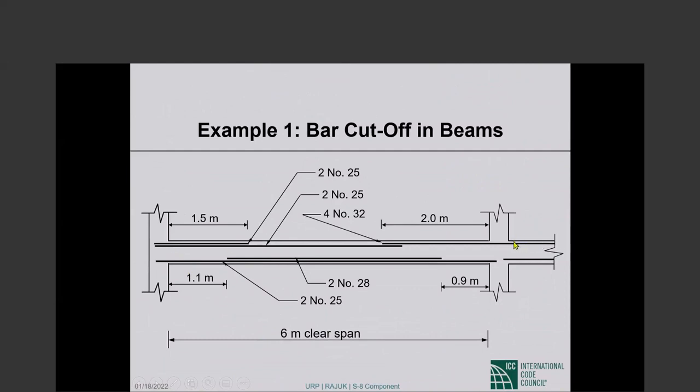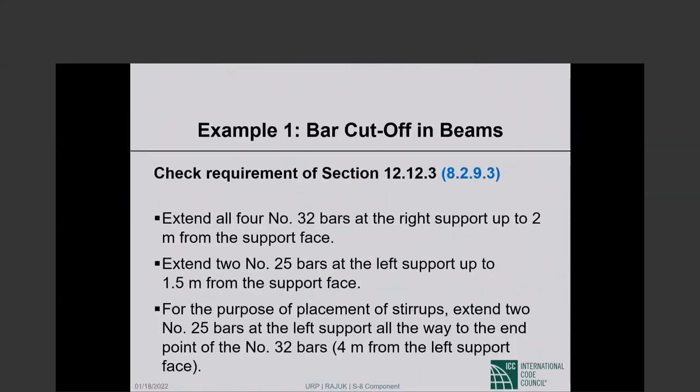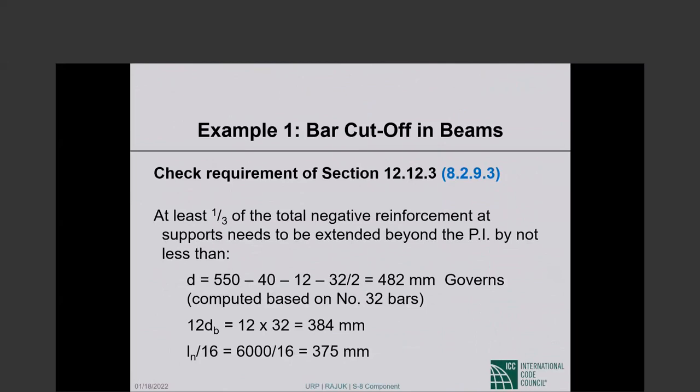So we have four number 32 bars. They are extended 2 meters. There are four number 25 bars. Two of them are extended 1.5 meters. The other two are continued, and here they are lapped with the number 32 bars. And the 1.5 meters and 2 meters are based on the extensions beyond the inflection point.